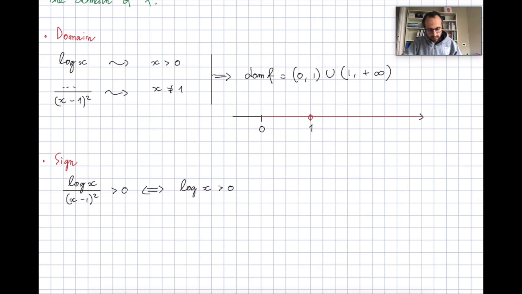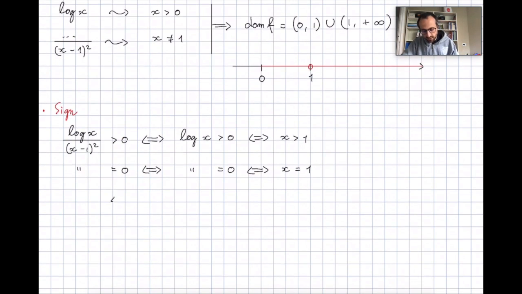When is the log positive? Well, if and only if x is bigger than 1. Then you apply the same reasoning. Where is this function 0? Well, if and only if the numerator is 0, so if and only if the log is 0, which happens if and only if x equals 1. Last condition, when is this function negative? This is just a consequence of the two above conditions. It is negative if and only if x is smaller than 1.